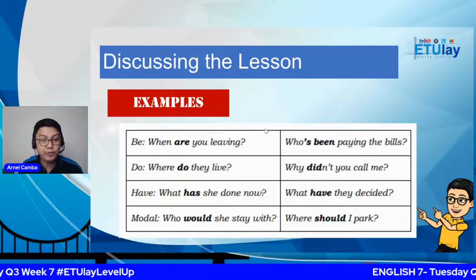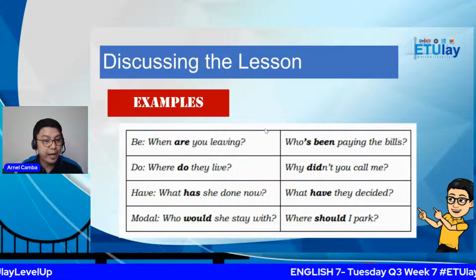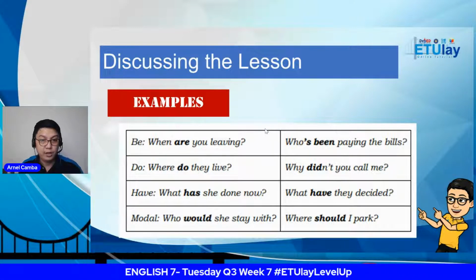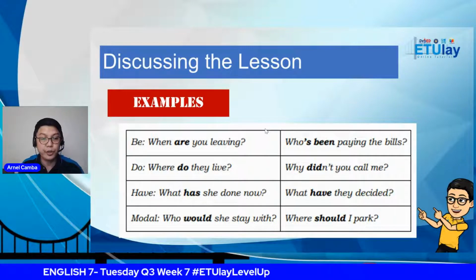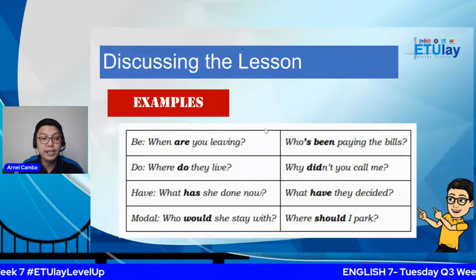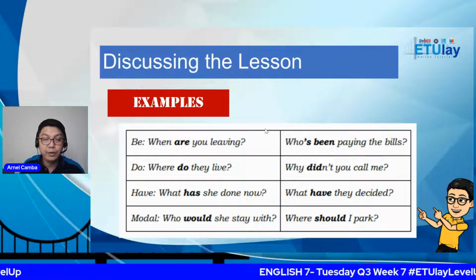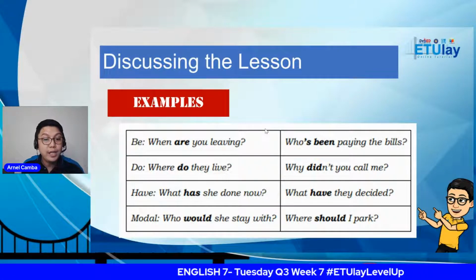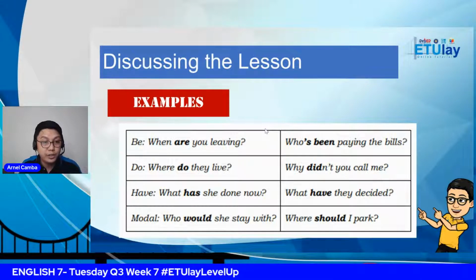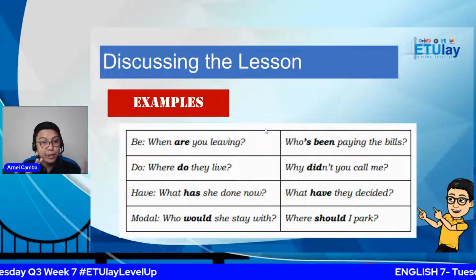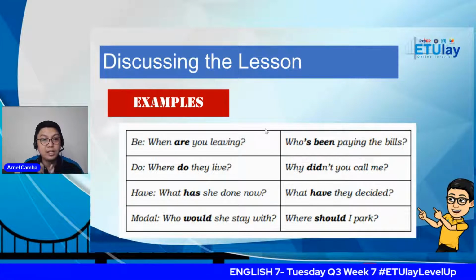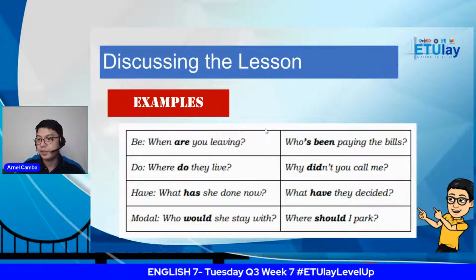Okay, for WH questions that use do: where do they live? Why didn't you call me? For those that use have: what has she done now? Or what have they decided? And then for modal verbs: who would she stay with? Where should I park? So observe the pattern I showed you earlier. These are examples with auxiliary verbs.